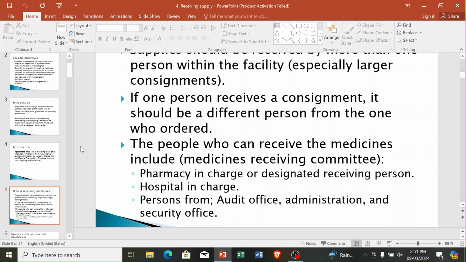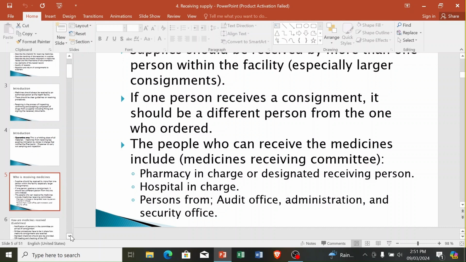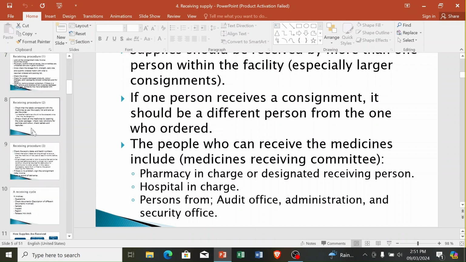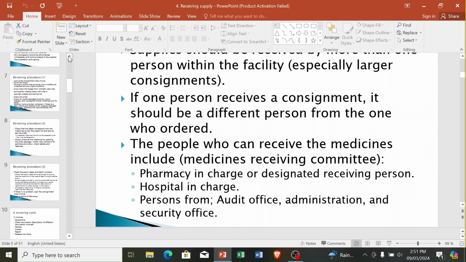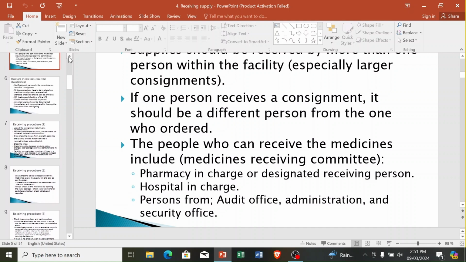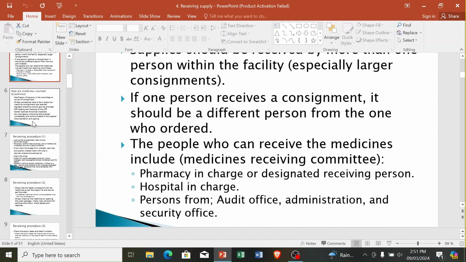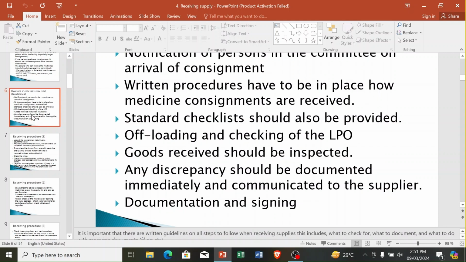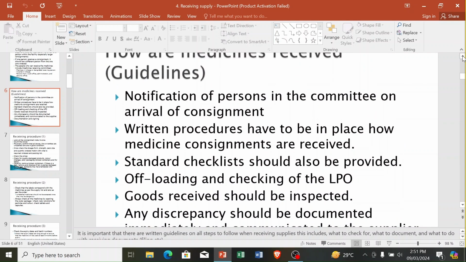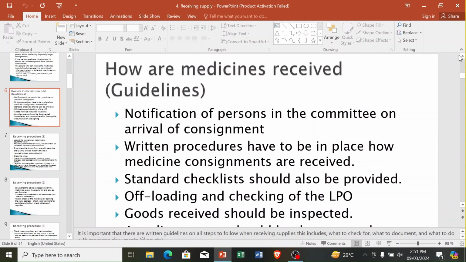We also require the security office to be part of the exercise, because when they are aware that we have new medicines in the facility, they are conscious of the security. They are going to be alert in case of anything, such as a fire outbreak. The security should be aware that we have new products in the store so that they guard the store jealously, so that drugs are not stolen, or people don't break into our store and take our medicines. So we have guidelines or standard operating procedures on how medicines should be received.